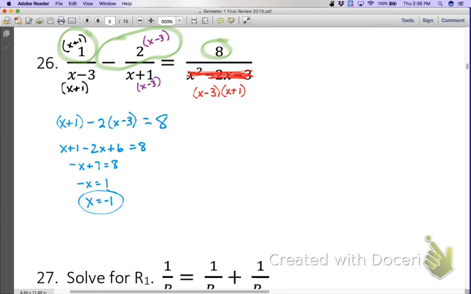Now, what is the problem with this? Can x equal negative 1? If that's my only answer, then as far as whenever I start, what can x not be equal to? I can't divide by 0, so what numbers give me 0 in my denominator spot? 3 and negative 1. So what's the problem right here? It can't be that value. So if it can't be negative 1, then what's my answer?